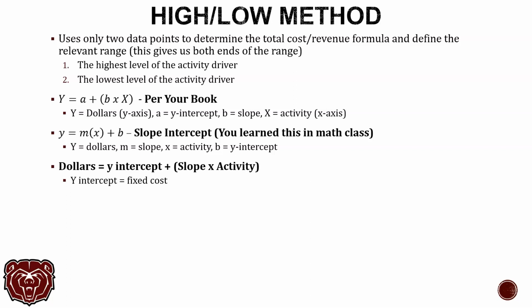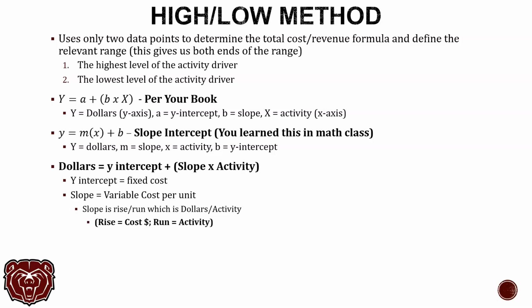The y-intercept is your fixed cost. The slope is your variable cost per unit. And slope, again, is your rise over your run, which is your dollars over your activity. So rise equals your cost in dollars, run equals your activity. So here we finally see total cost equals fixed cost plus variable cost per unit times activity, which is the formula we just talked about on the previous slide.